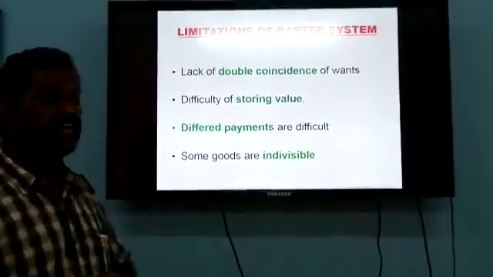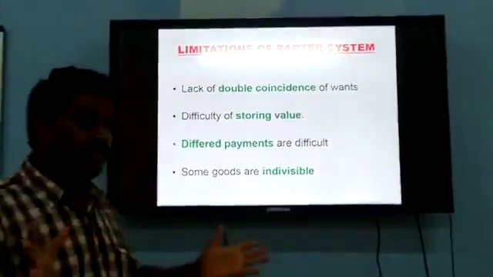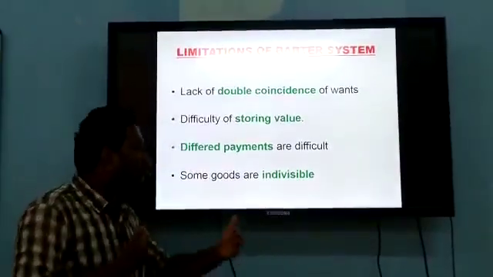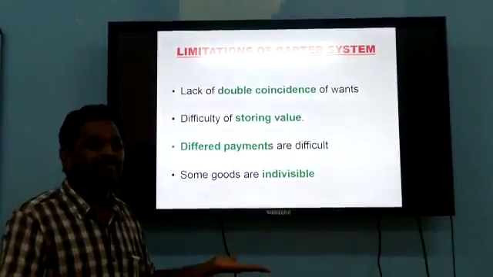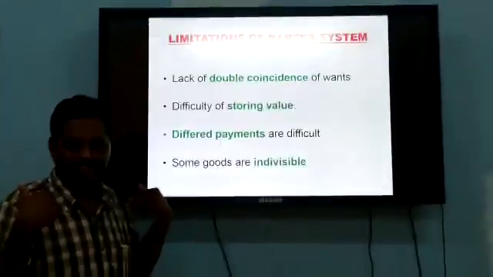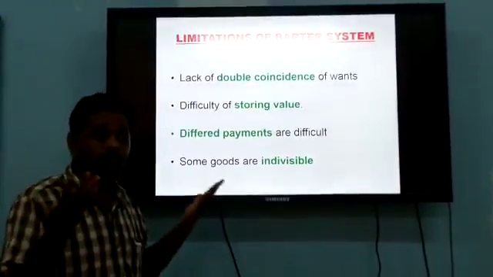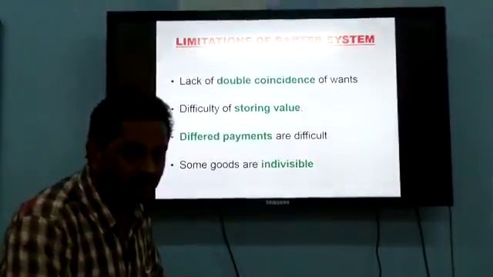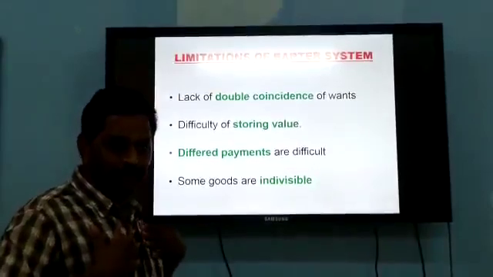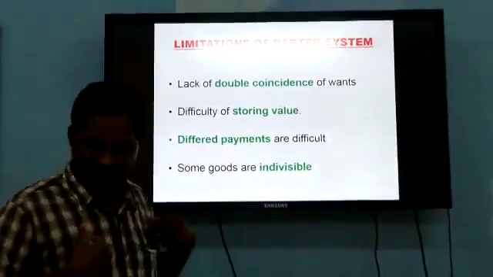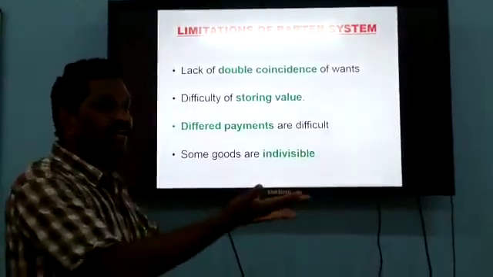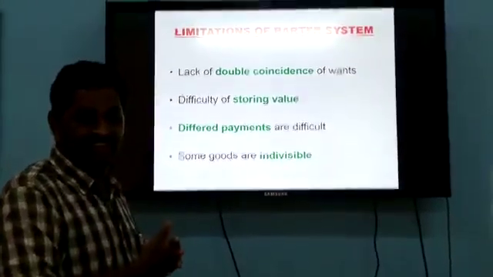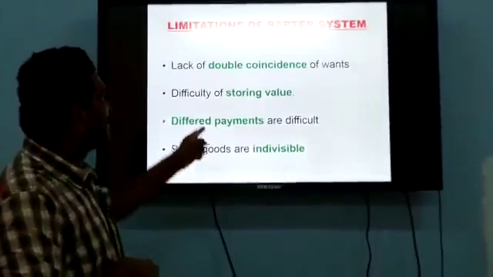And some goods are invisible. You see, while exchanging the goods in this barter system, some goods may not be visible to us. One person who is doing a service, if I have some money, that person will give service. But in that, because we are not viewing his service, there were difficulties.